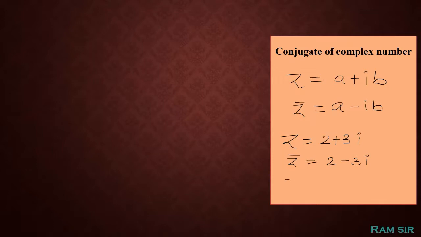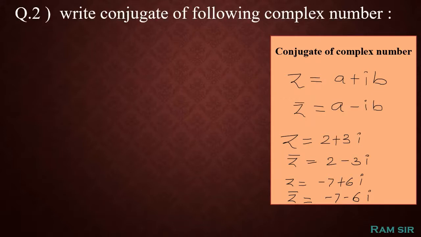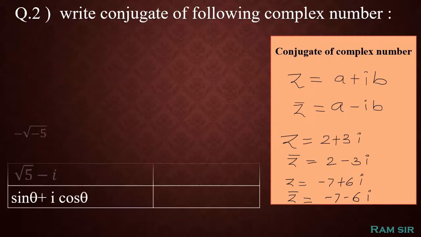Understand one more: if z is equal to minus 7 plus 6i, as we discussed, we have to change only the sign of the imaginary part. So minus 7 minus 6i. This becomes your conjugate. With this help, let me complete question number 2 of exercise 1.1.